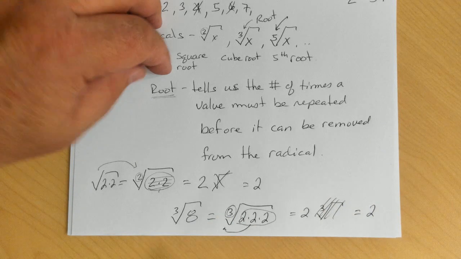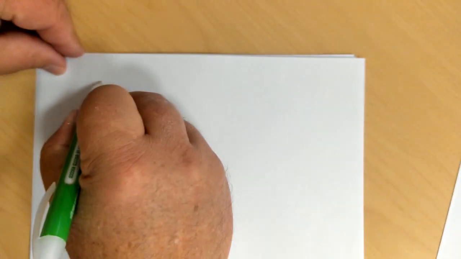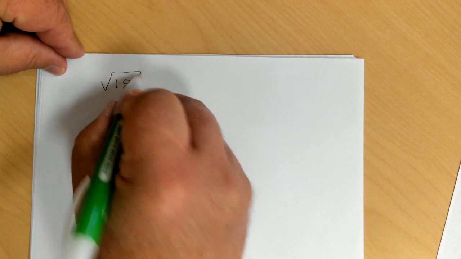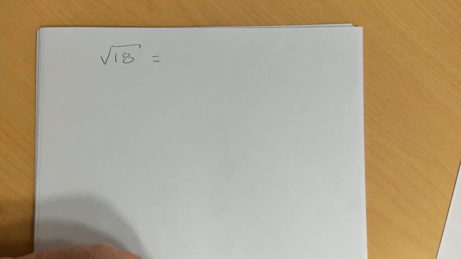So the root tells us how many times we need to have a number repeated. Root of 18. I'm going to get to the point where we connect exponents and radicals, how they work together. So what's this answer going to give us? Work it out. What's the first step you have to do?